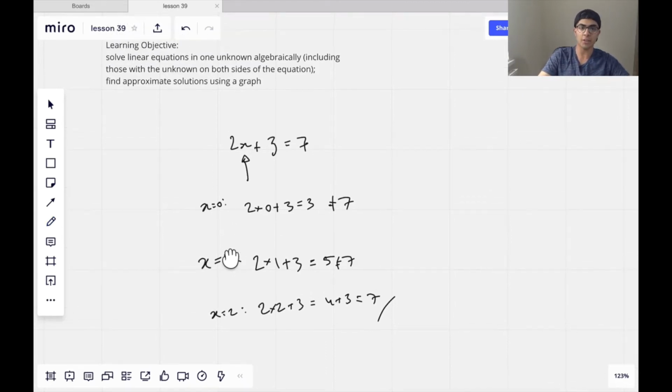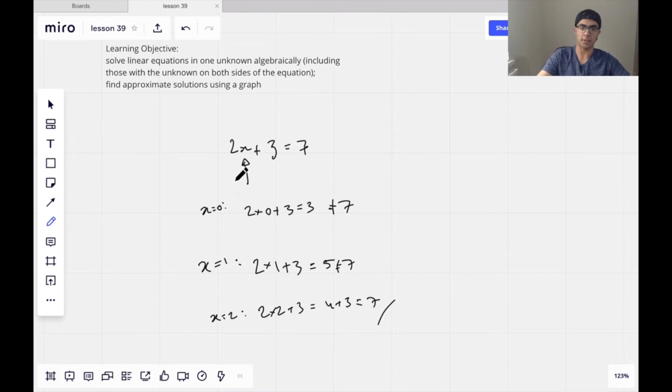It hinges on this principle in mathematics, basically, where if you do something to the left-hand side of the equation, you have to do the same thing to the right-hand side. So for example, if you were to add, say, 5 to both sides, if you were to add it to the left-hand side, you have to add it to the right-hand side.